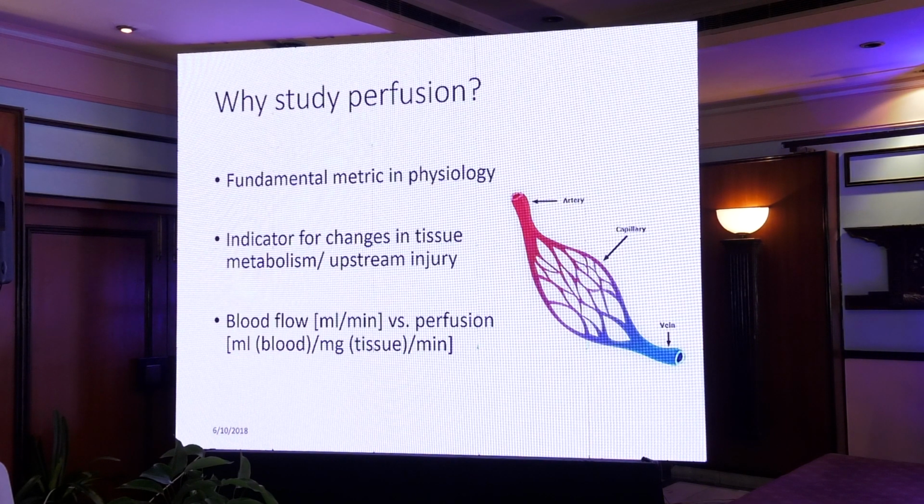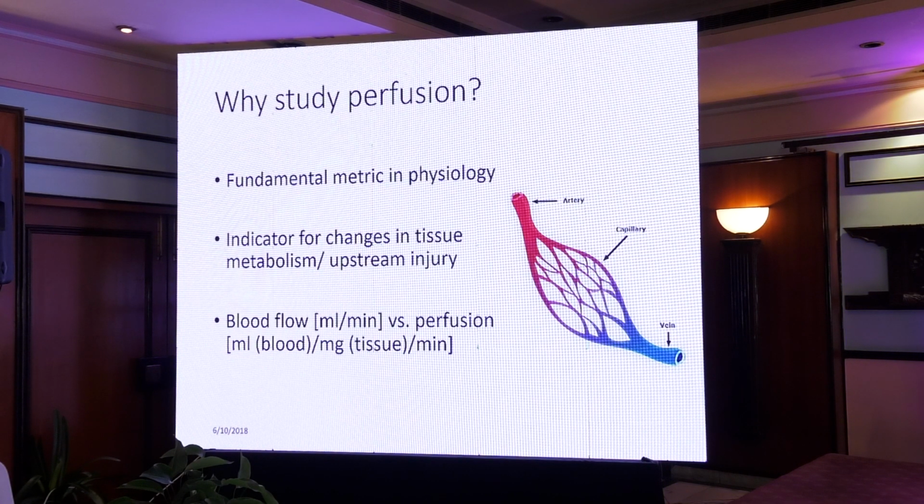But this is not to say that only capillaries are involved in perfusion. The major components of vascular systems such as arteries and veins also play a major role. But the key thing here is that perfusion can be an indicator for changes in tissue metabolism, either in the short term due to neural activity, or in the longer term due to certain diseases.